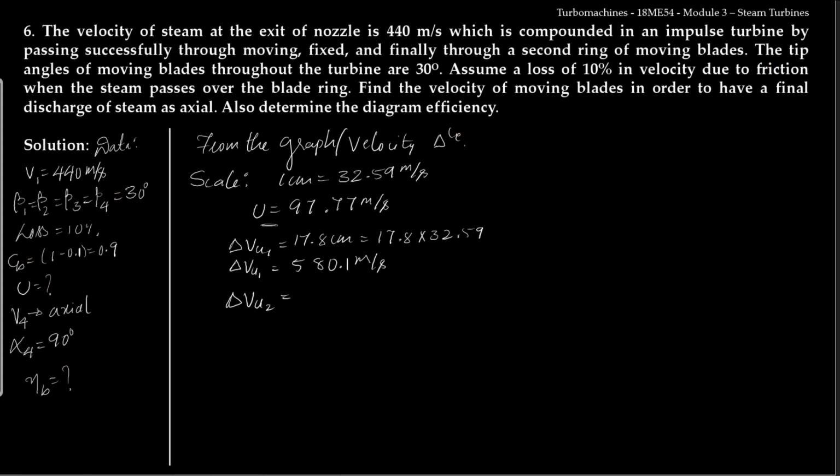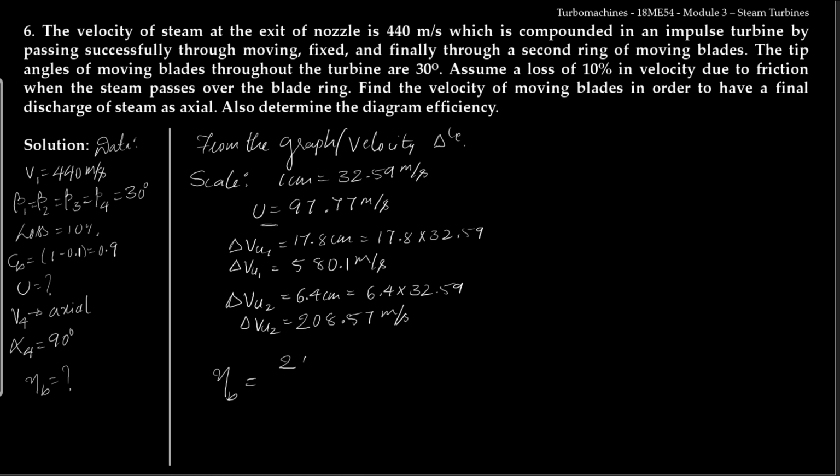and delta Vu2 is equal to 6.4 centimeters, and if I multiply the scale, 6.4 multiplied by 32.59, so delta Vu2 will be equal to 208.57 meter per second.